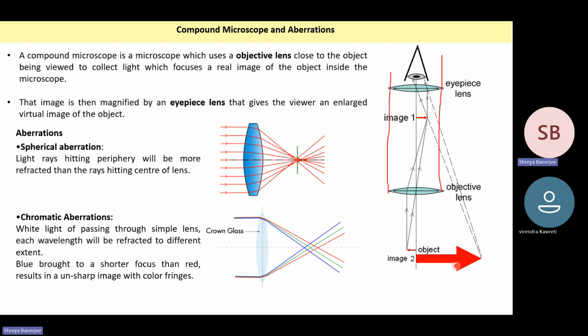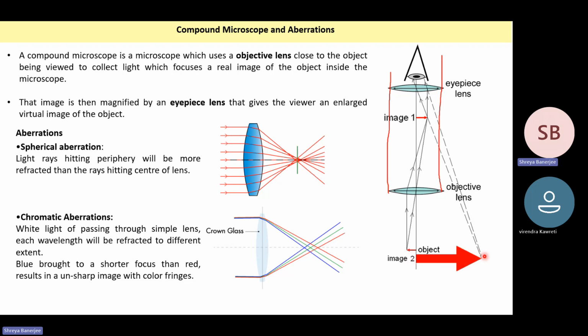So the compound microscope, which uses both an objective lens and an eyepiece lens, causes a much greater magnification compared to the simple microscope. And you can see here first a real image is formed, which is image 1, which is only slightly magnified compared to the object. But the second image that is formed, which is image 2 here, is highly magnified.